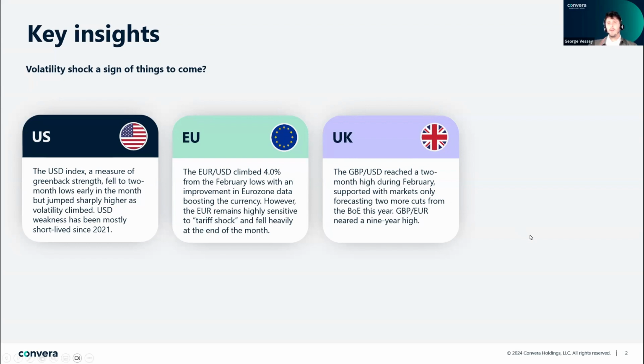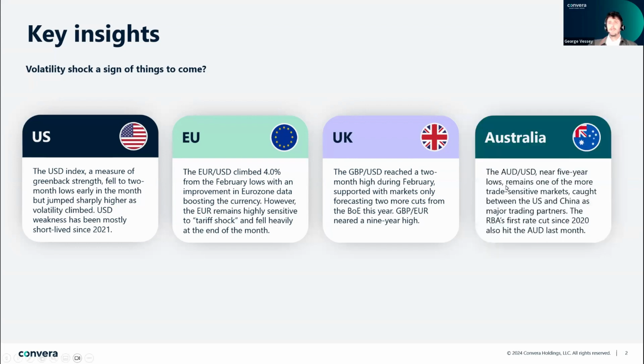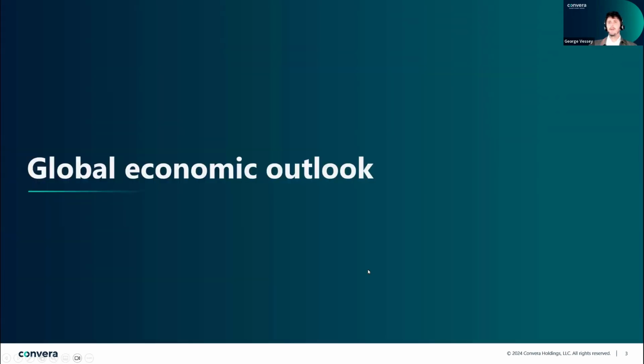Finally, the Australian dollar. This is one of the more trade-sensitive currencies, caught between the US and China as major trading partners. It's also been responsive to commodity price trends. They've been turning lower of late, hence the Aussie dollar remains near 5-year lows against the US dollar. And it didn't help too that the Reserve Bank of Australia delivered its first rate cut since 2020, weakening the Aussie dollar's yield appeal. So let's move on to the key themes that we're keeping an eye on and what's driving this volatility and these trends in FX.